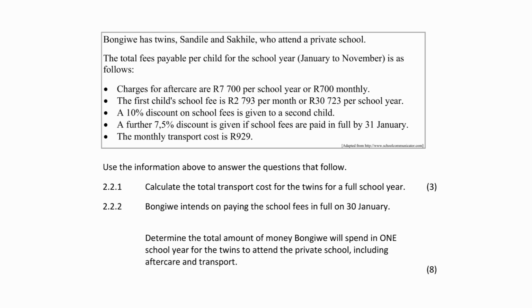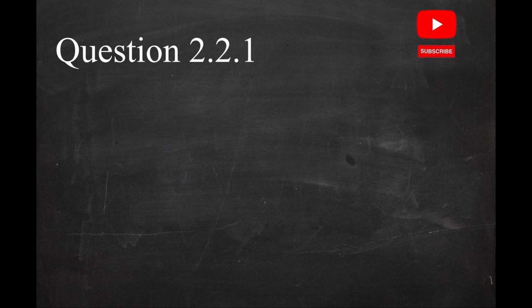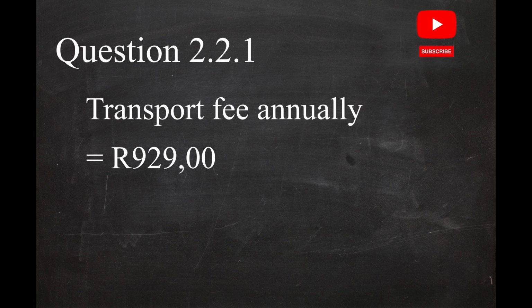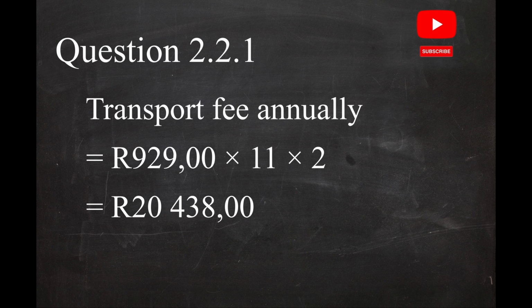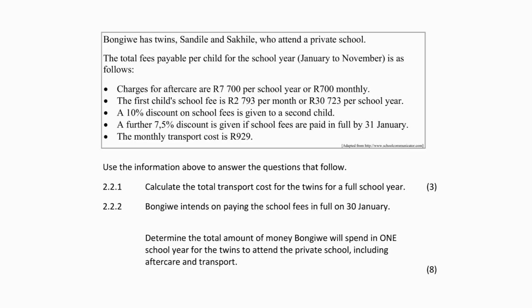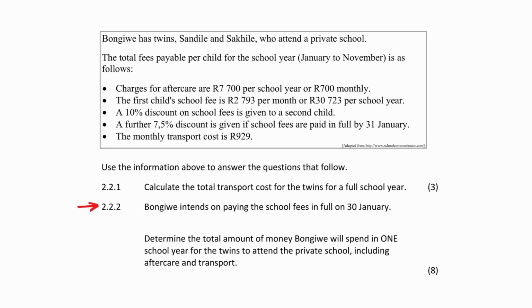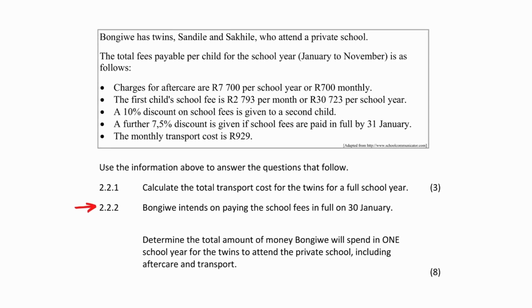You have to remember here that the word school year is important. A school year is taken as 11 months from January to November. The monthly transport cost per child is R929. The number of months in the school year is 11 and the number of children is 2. So the total cost for the transport is R929 multiplied by 11 months multiplied by 2 children, and this equals R20,438.